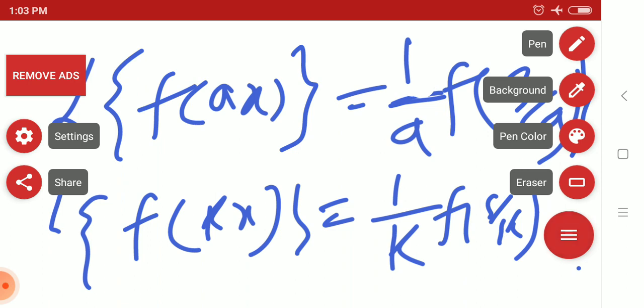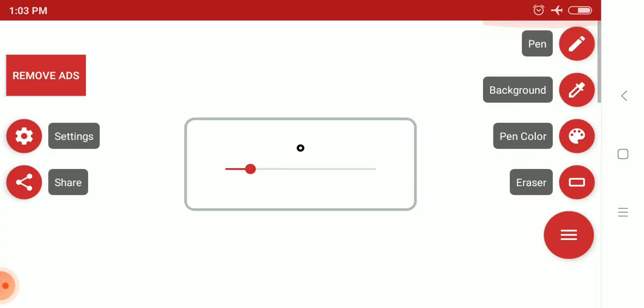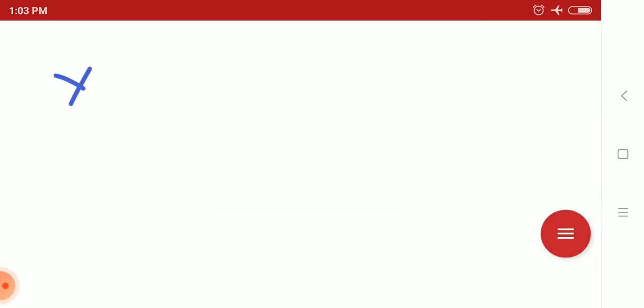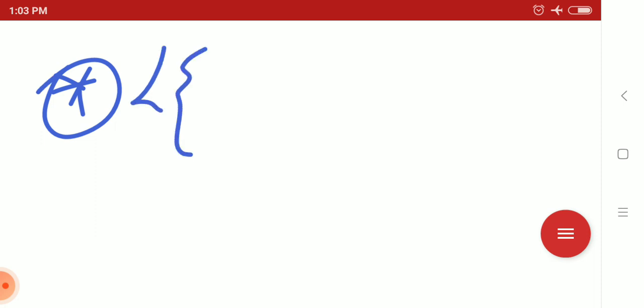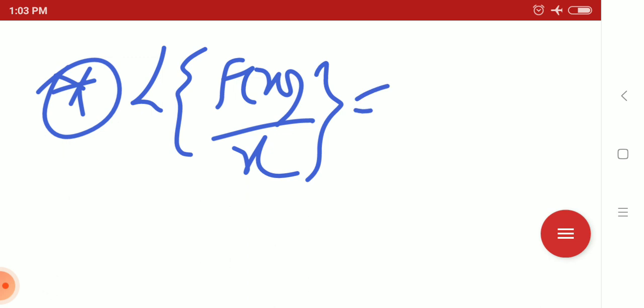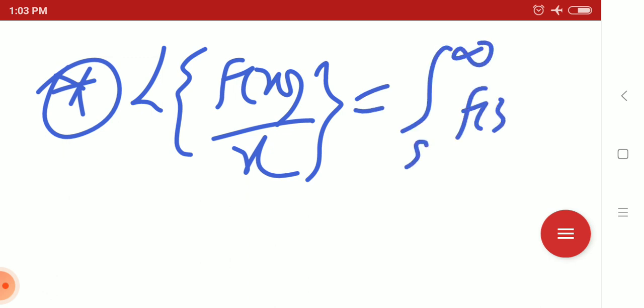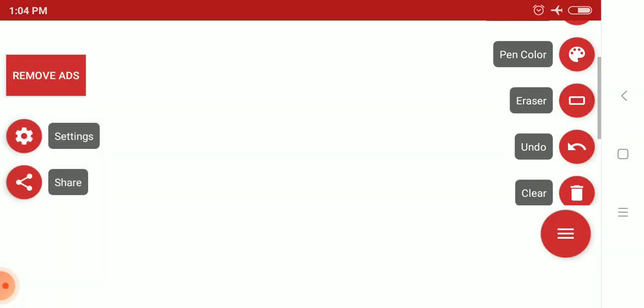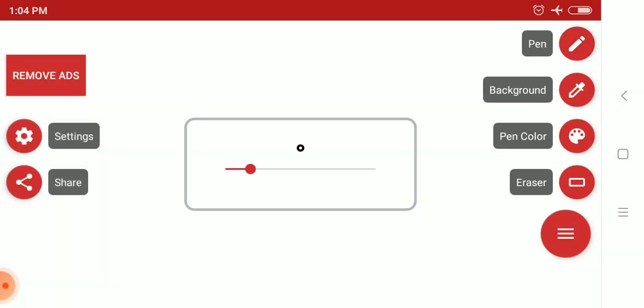Another important property of the Laplace transformation is that the Laplace transformation of f of x divided by x will give us the integration from s to infinity of F of s ds. Let us do some examples or problems based on these properties so it will be clearer.